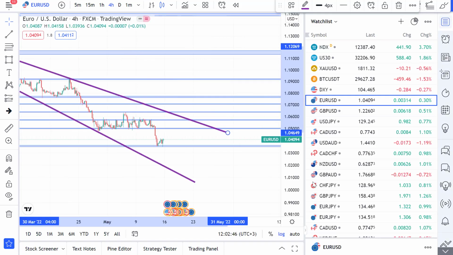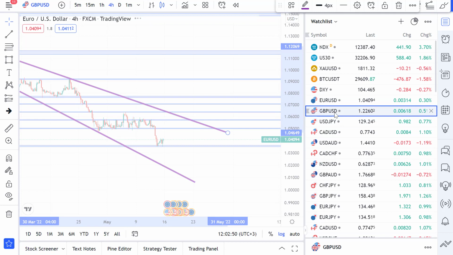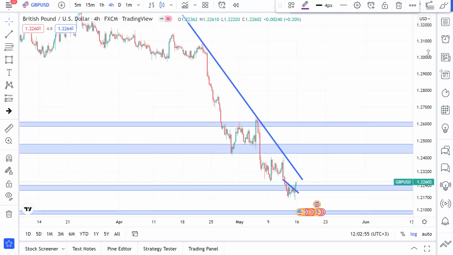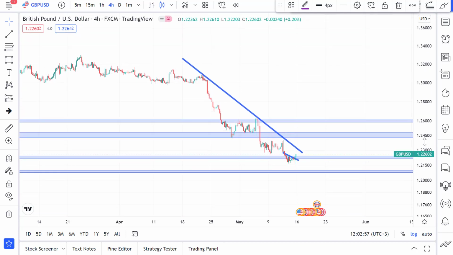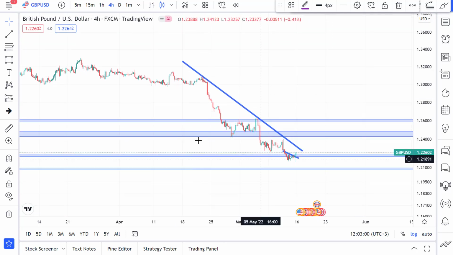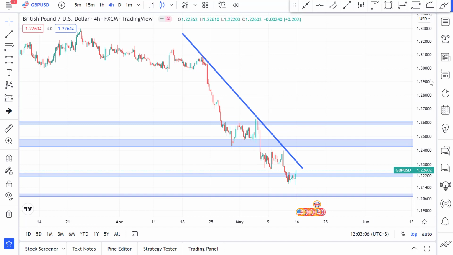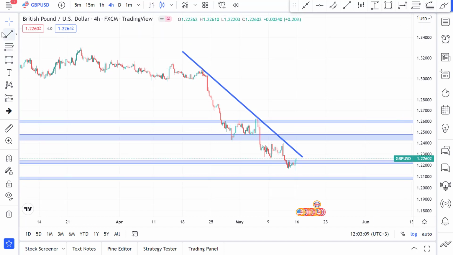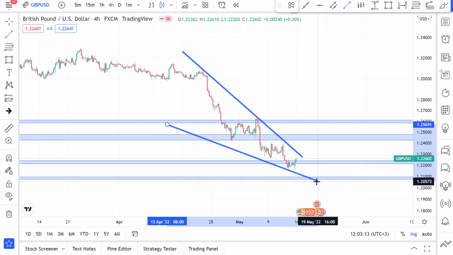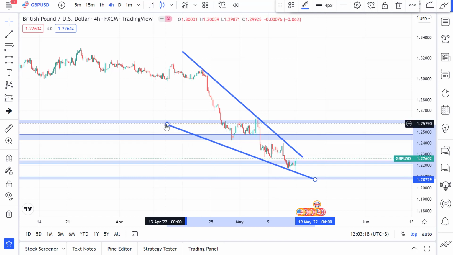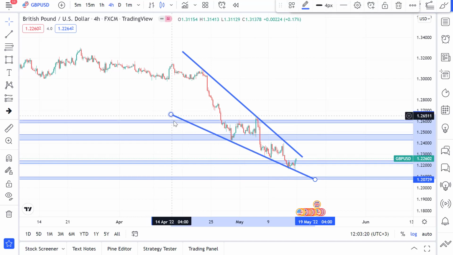Okay, we can go to another one, Great British Pound, GBP. For GBP, as you can see, we are still in a downtrend. And let me update my channel. It was for some days ago. GBP has a better situation than euro dollar, but everything depends on 2 days at the beginning of next week, and we should see.